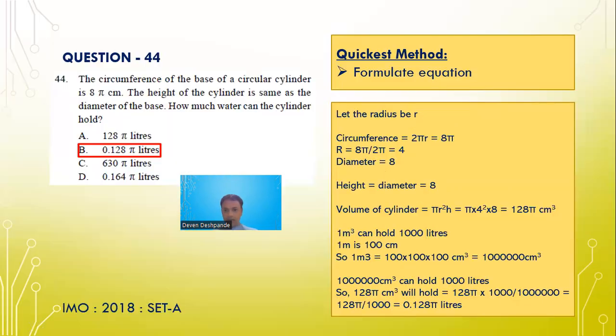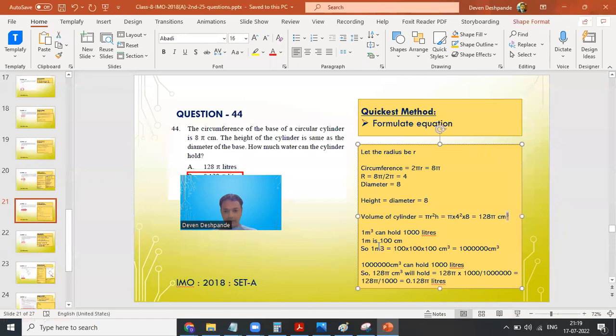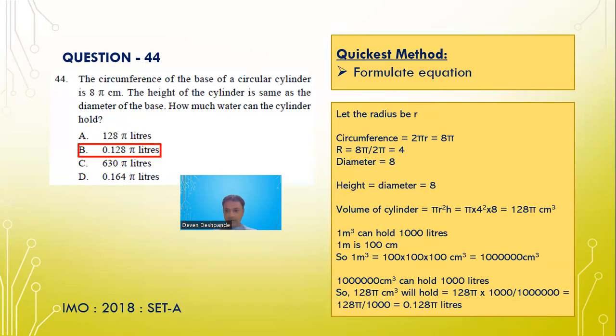So now, 1 cubic meter of volume can hold 1000 liters of water. So 1 meter is 100 centimeters. So 1 cubic meter will be 100 into 100 into 100, isn't it? 100 into 100 into 100 is 10 lakh cubic centimeter, or 1 million cubic centimeter. So 1 million cubic centimeter can hold 1000 liters, isn't it?